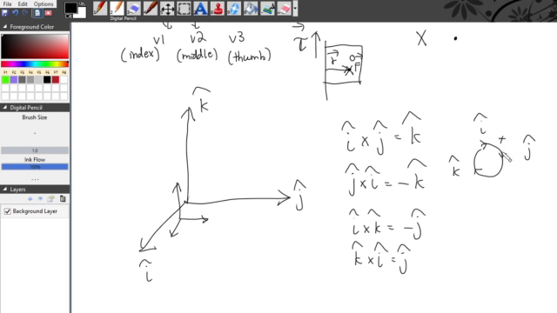And finally, k hat times j hat is, actually no, this only works if they're right next to each other. So j hat times k hat is i hat, which means that k hat times j hat is negative i hat.